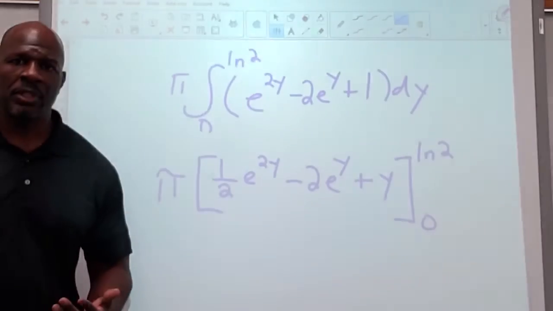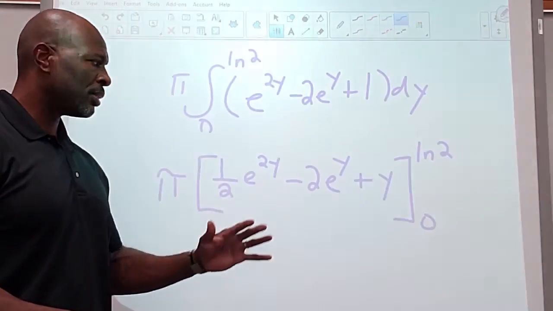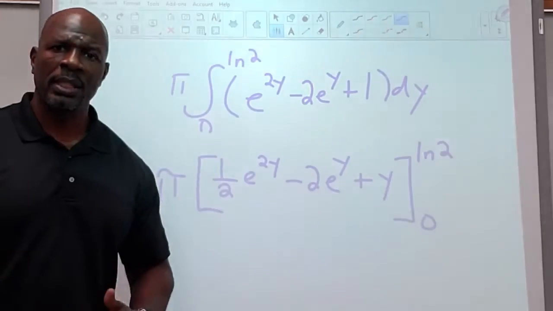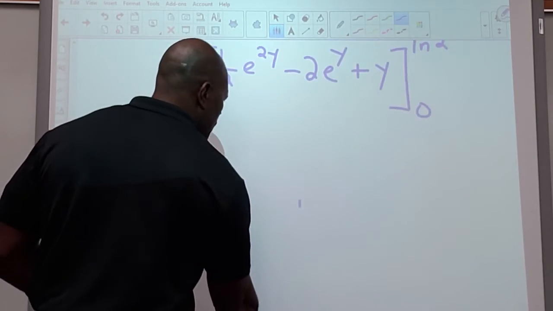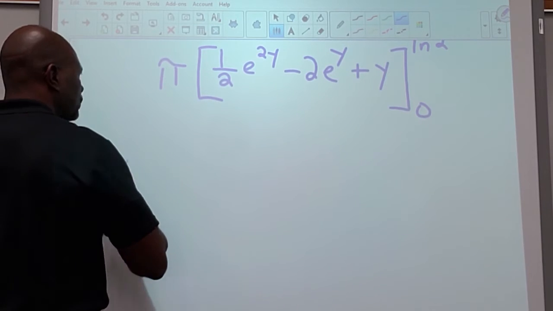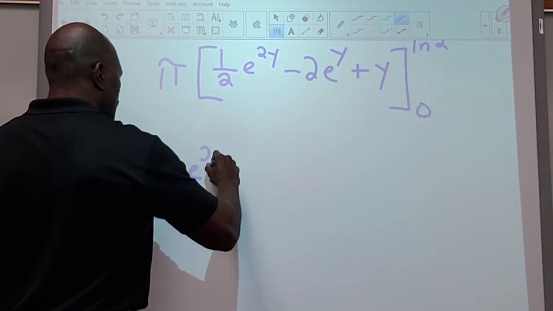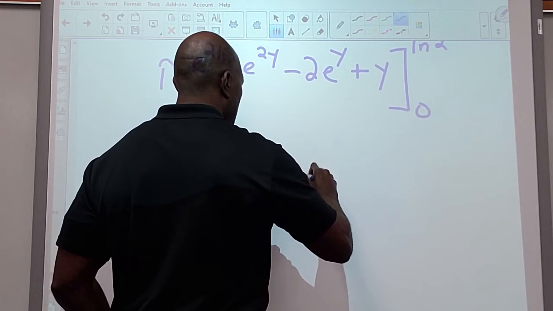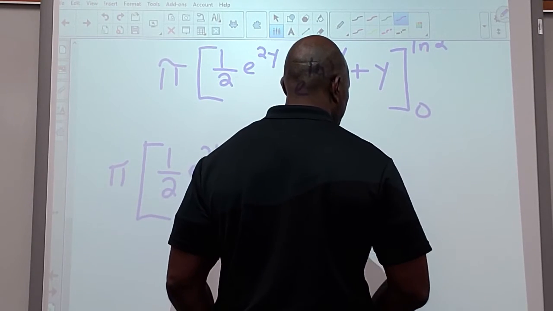All right, so in this particular problem, we are going to have to plug in a 0 because e to the power 0 isn't 0. So plugging in 0 does not give a 0. So we're going to plug in both ln 2 and 0 and take the difference of those two values. So let's go ahead and plug in ln 2 and see how that works. If I plug in ln 2, I'll get 1/2 e to the power of 2 ln 2 minus 2 e to the power of ln 2 plus ln 2.